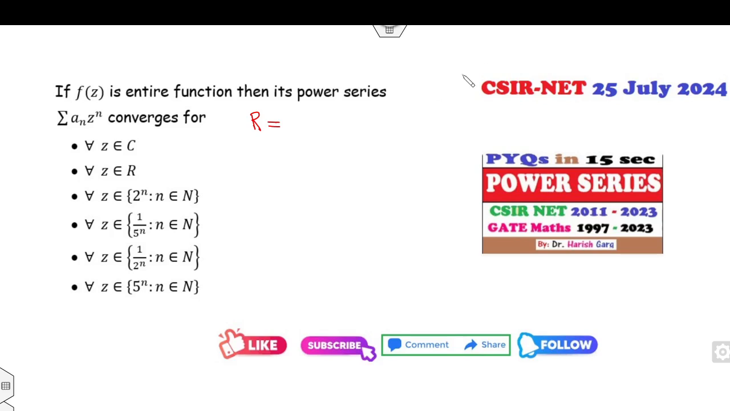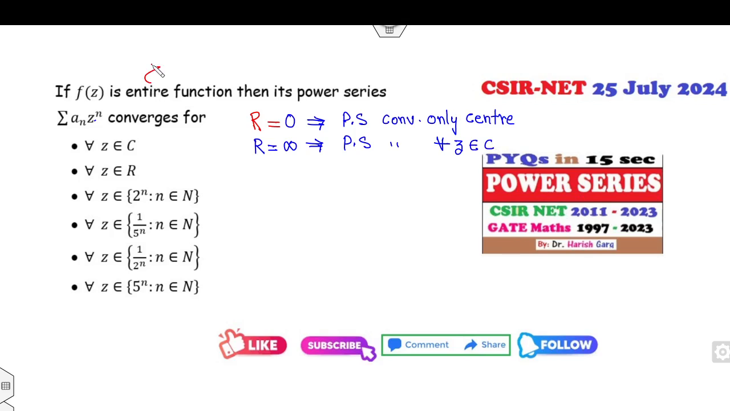If r is the radius of convergence, if the radius of convergence is 0, then the power series converges only at my center. Fine. So the center is 0. If the radius of convergence is infinity, then the power series is convergent for all values of z. Now since it is a complex number, it is all values in C. This is a simple shortcut trick as I mentioned in this lecture.